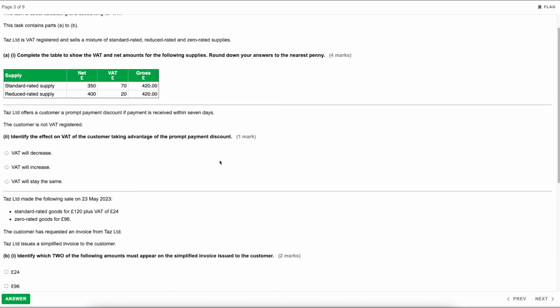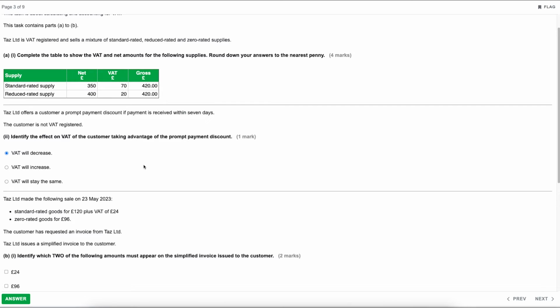Okay, so let's think about this. This is the customer. They're buying something and they've been offered a prompt payment discount. If they take that prompt payment discount, that will reduce the total amount, the gross amount, so that's including VAT. They will literally reduce the total amount they have to pay, and that also has a knock-on effect on the VAT and the net. So if they take advantage of the prompt payment discount, the VAT on that invoice, because you're lowering the value, will decrease.